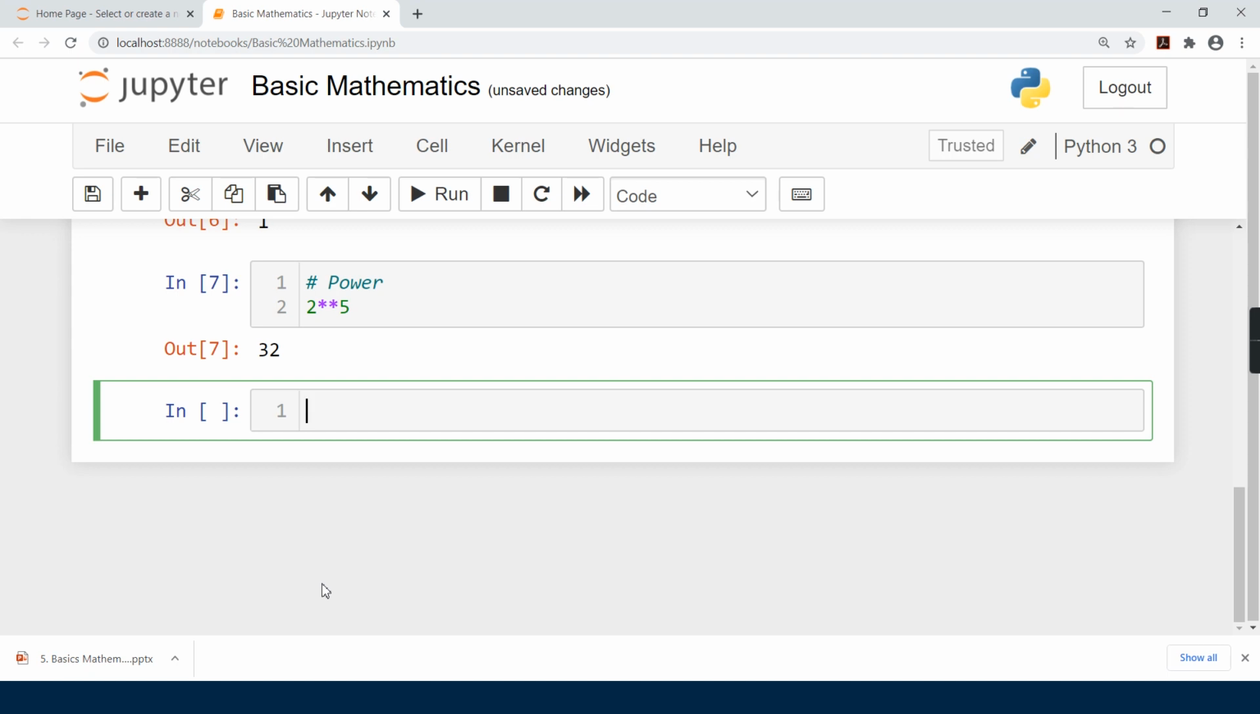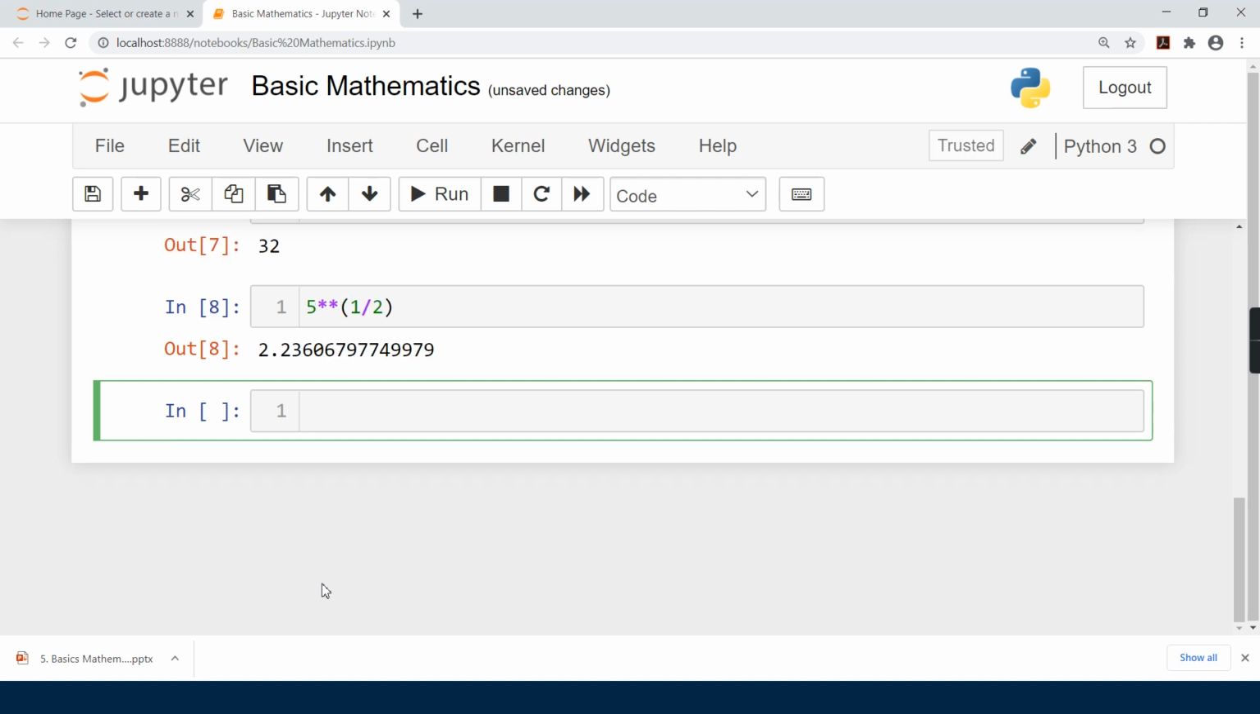That is 32. Now, using the exact same thing, you can actually carry out taking square roots, or any other root for that matter. So let's say I want the square root of 5. So 5, double asterisk, and since it's the square root, we know it is 1 divided by 2, or you can also mention it as 0.5. It's up to you, but Python will understand what exactly we want. So we know the square root of 5 is 2.23, so we get this particular value for many decimal places.